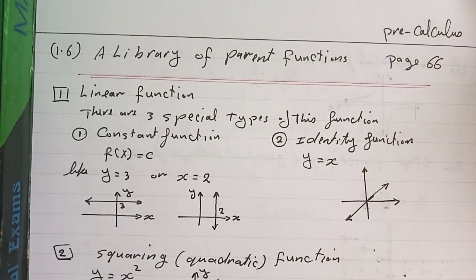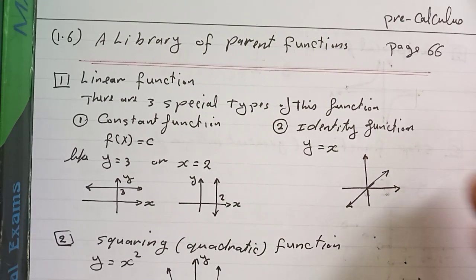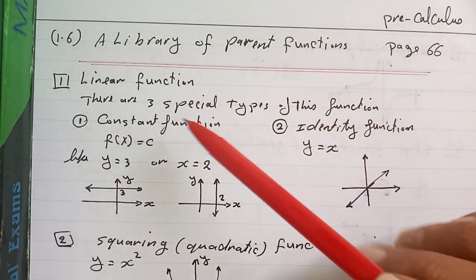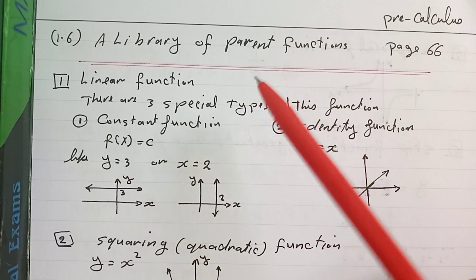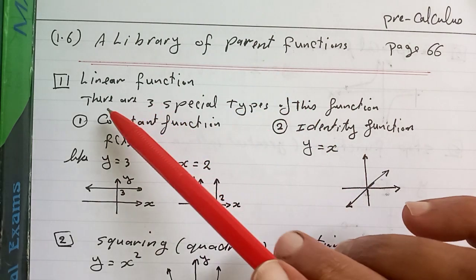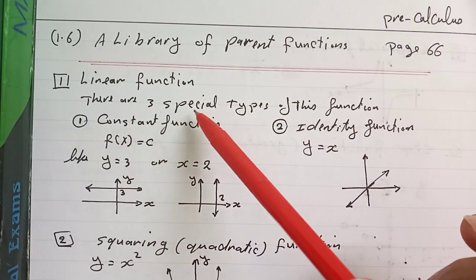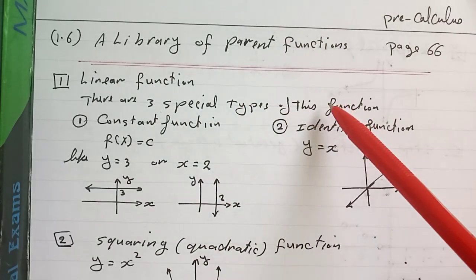This lesson is talking about the parent graphs of some familiar functions. The most famous function, the first one, is the linear function. We are talking about the parent graph, not all the types of the function. There are three special types of this function.